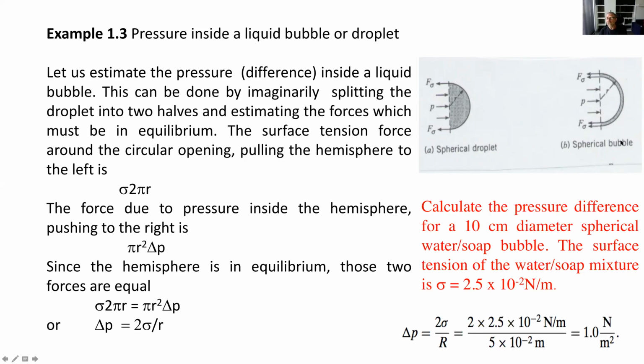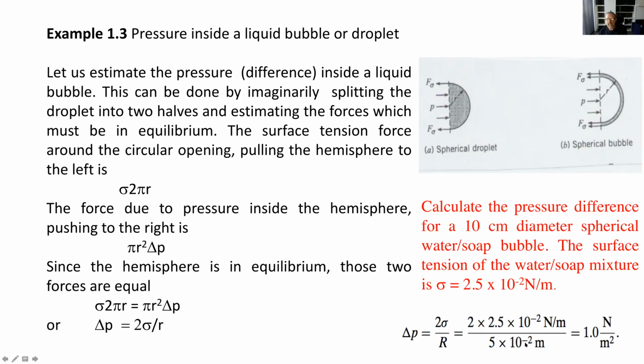Then we have an example, just a very quick example. Calculate the pressure for a 10 centimeter diameter water soap bubble. 10 centimeters is about 4 inches, for those that don't know what a centimeter is. Here it says that for a water soap bubble, sigma is this number, 2.5. It's a very small number. So how much is delta P? It's going to be 2 times sigma over R, I'll use capital R, doesn't matter. You plug in the numbers and it's going to be 1 Newton per meter squared. So it's a very, very tiny pressure difference. Okay? That's an example. Again, all these examples are going to be posted on Blackboard eventually.